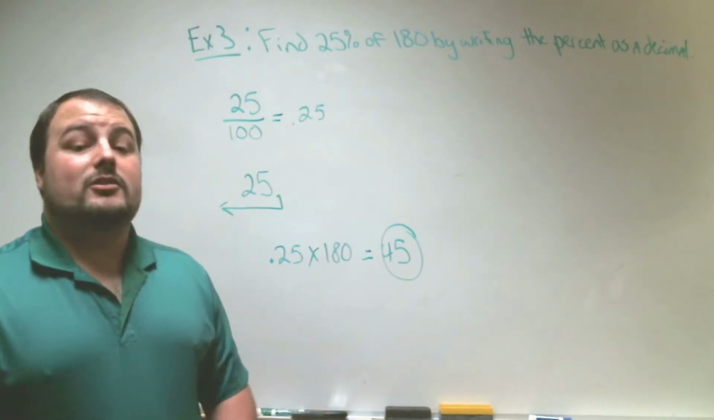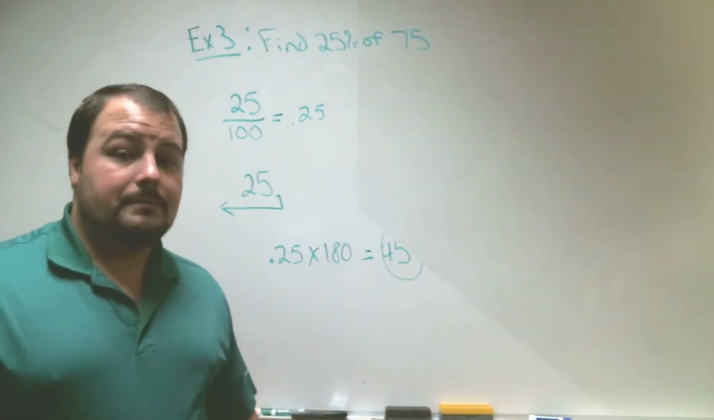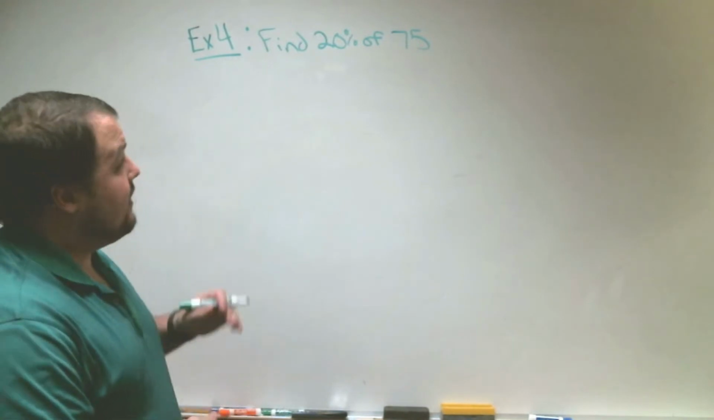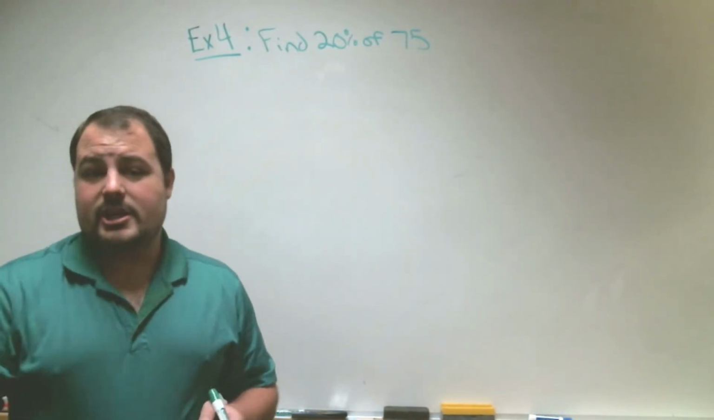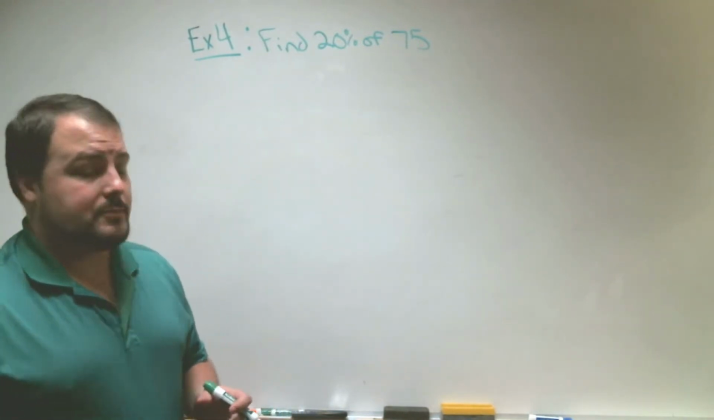And I checked it, and I do get that number. Let's keep moving. In example 4, we're going to find 20% of 75 by changing it to a decimal as we did in the previous problem.